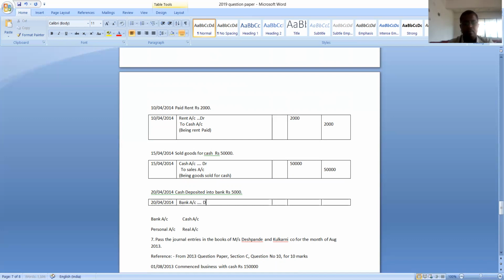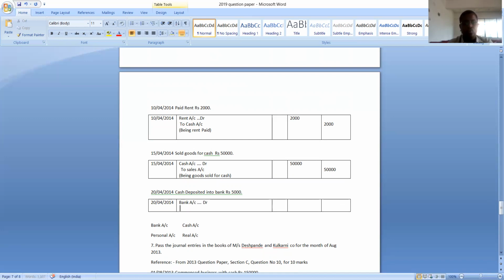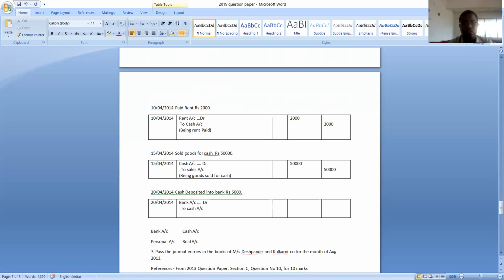Bank account debit to which account? To cash account. Why cash account is credited? Because cash is going out of the business. Cash deposited into bank. Banker is the receiver. Cash goes out. Understood. So what narration we should write now? Being cash deposited into bank. Okay. So ledger folio column is nil. Debit column is rupees 5,000. Credit column is rupees 5,000.